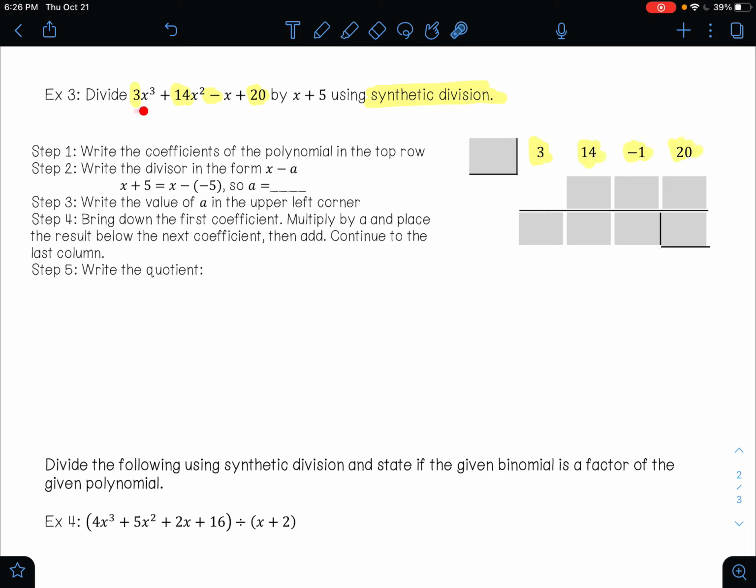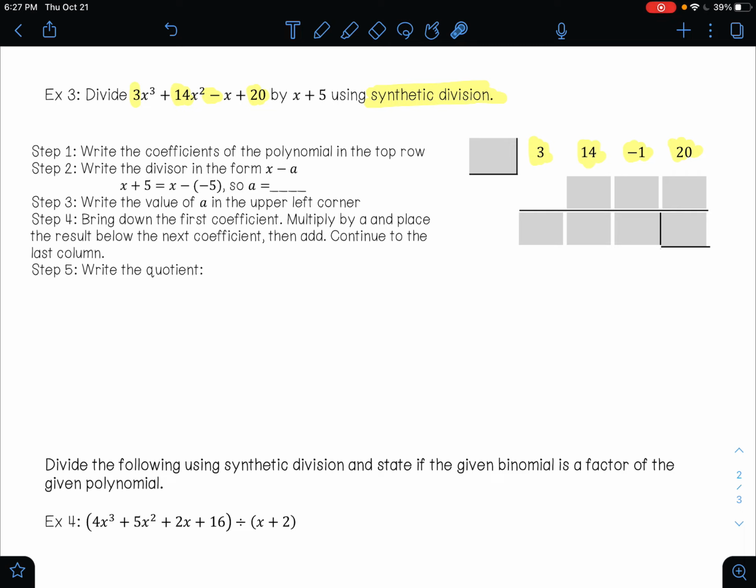If you were missing a term, you would use 0 as a placeholder, just like how we did on example 1. But we are not missing a term here, so we take each one of those coefficients in standard form and write them down. So step 1 is write the coefficients of the polynomial in the top row. That's this right here. Step 2 is to write the divisor in the form of x minus a.